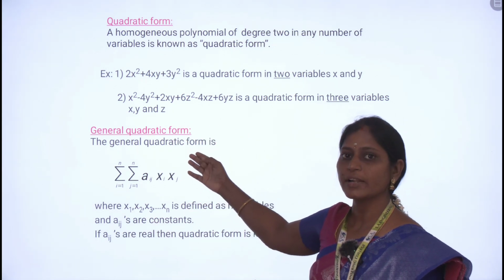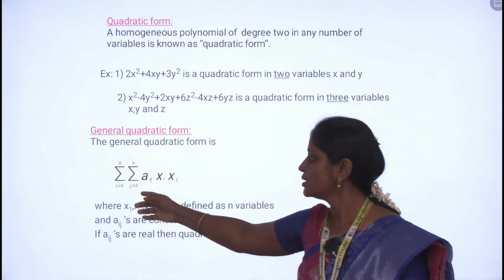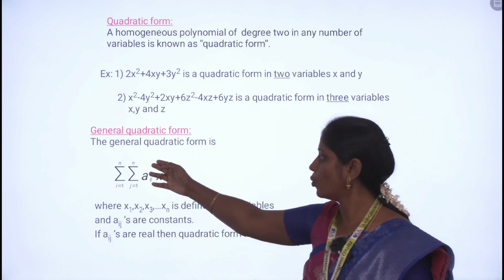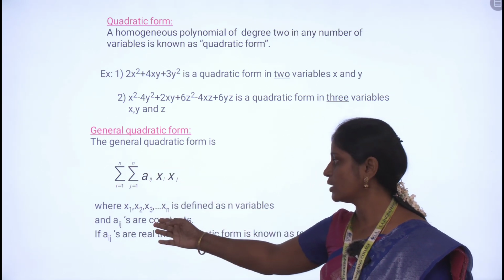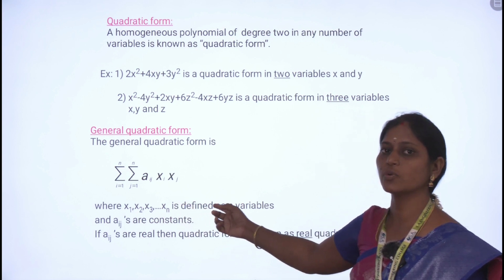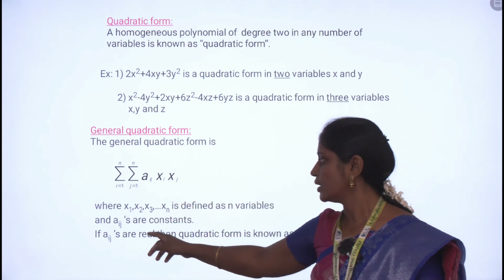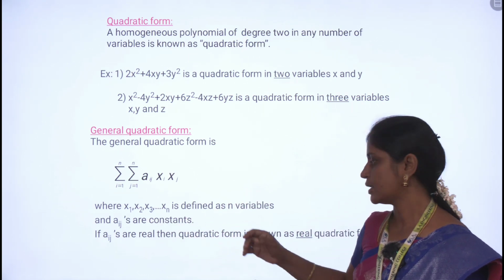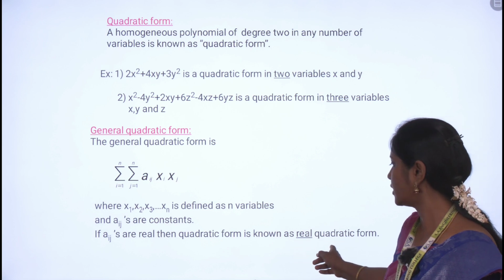Next, the general quadratic form. The general quadratic form is represented as summation i equal to 1 to n, summation j equal to 1 to n, aij xi xj, where x1, x2, up to xn are the n variables and the aij's are constants. If the aij's are real, the quadratic form is known as a real quadratic form.